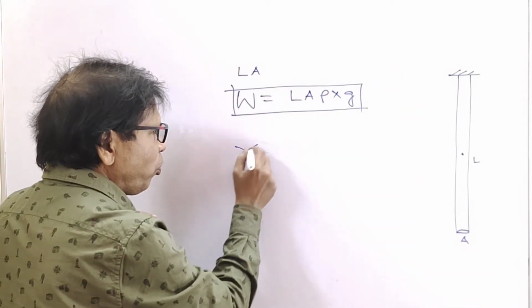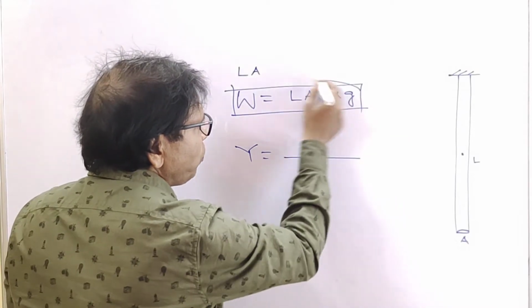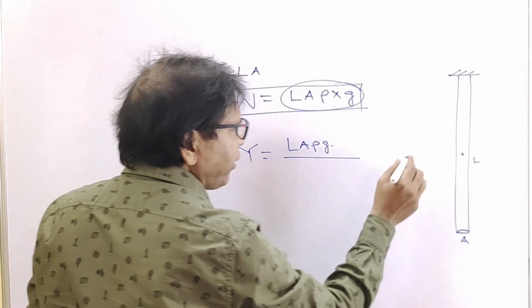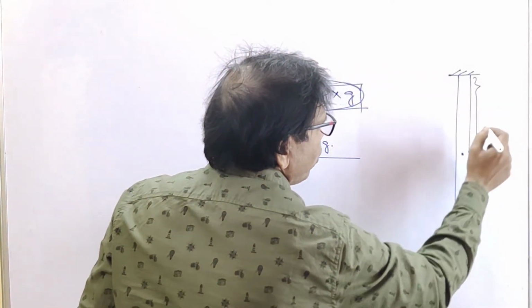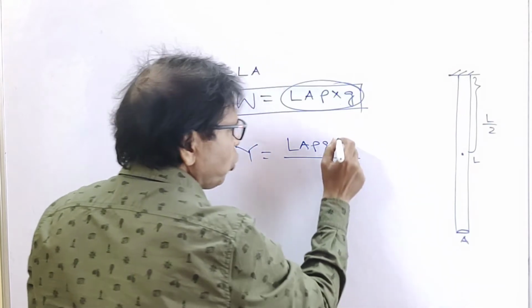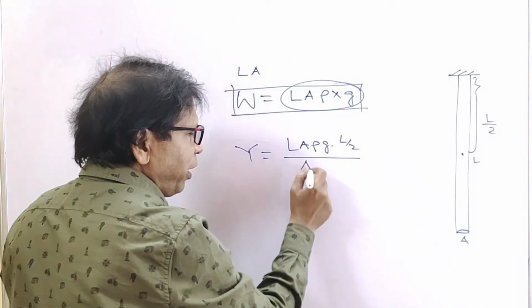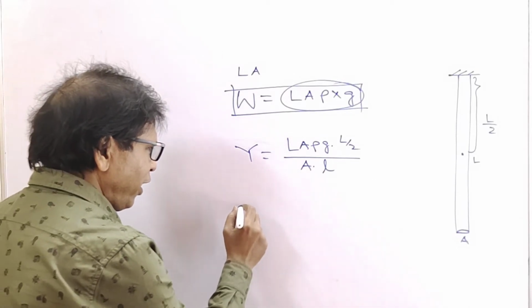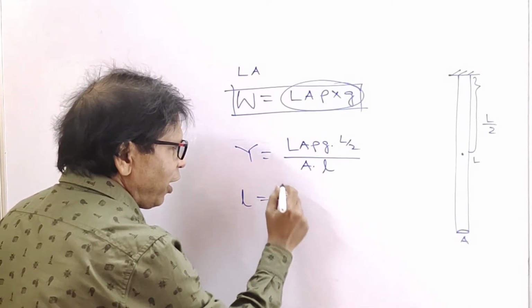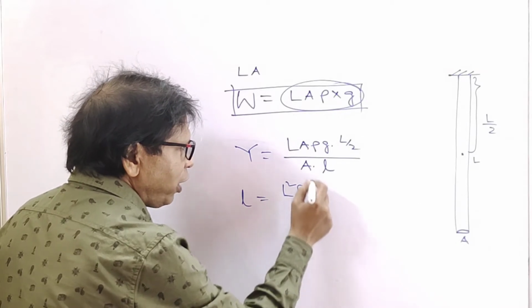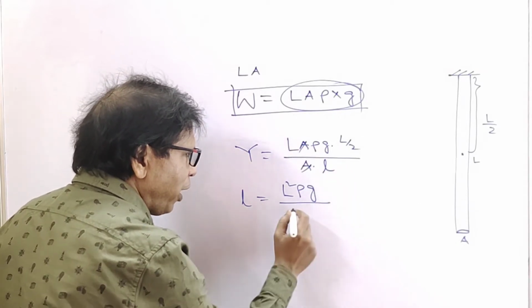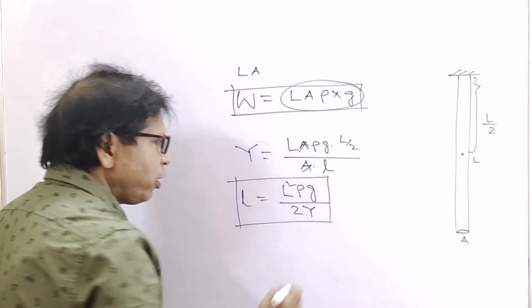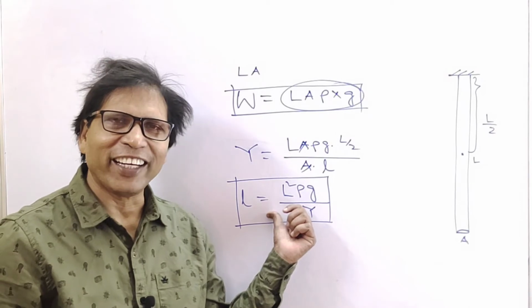Now from the definition of Y, the force is the weight, L A rho g. The length is from the top to the center of gravity, so this is L by 2, divided by the area of cross section into the increase of length. So l is equal to L square rho g, the A cancels out, divided by 2Y. This is the expression of the increase of length due to its own weight.